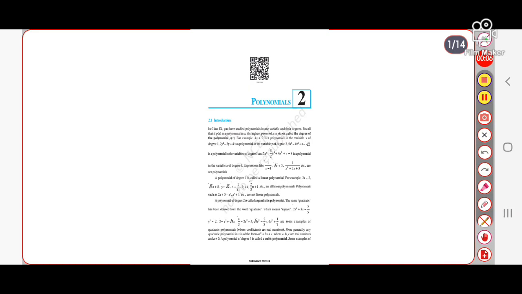Now we are going to see about class 10 Maths chapter 2, polynomials. We saw in class 9 what a polynomial is. A polynomial is represented by p of x, and in p of x the highest power of the x value will be the degree of the polynomial. That's been given in your first introduction.